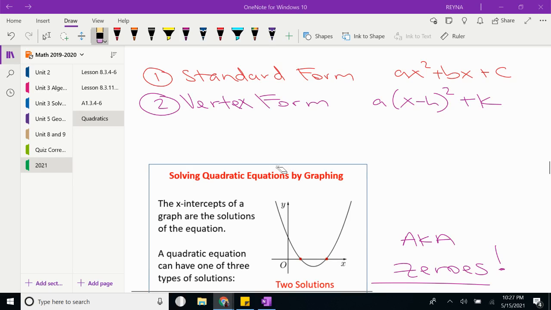Hi guys, last time we talked about standard form and vertex form for quadratics. Today we will be talking about factored form for quadratics and why it's important.